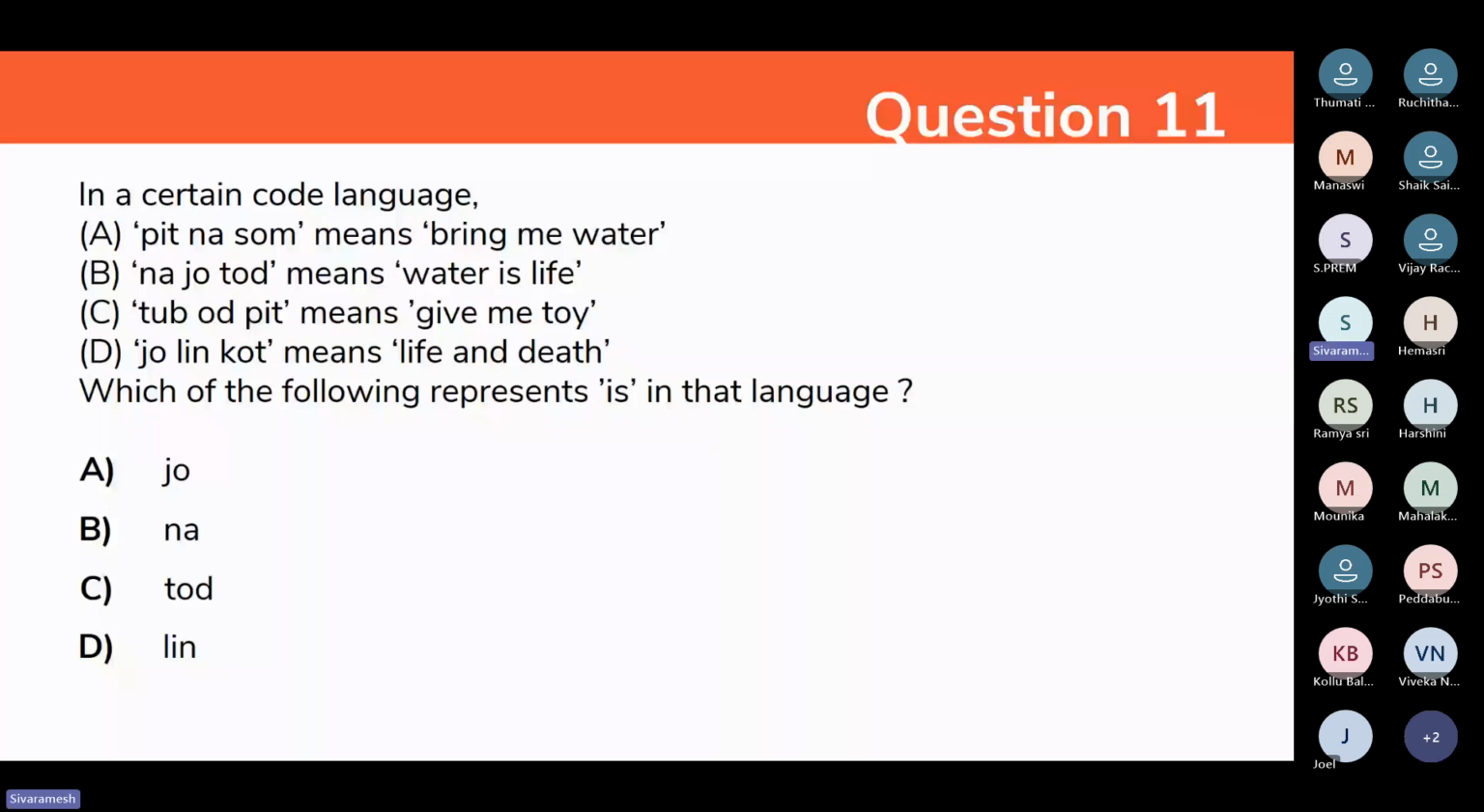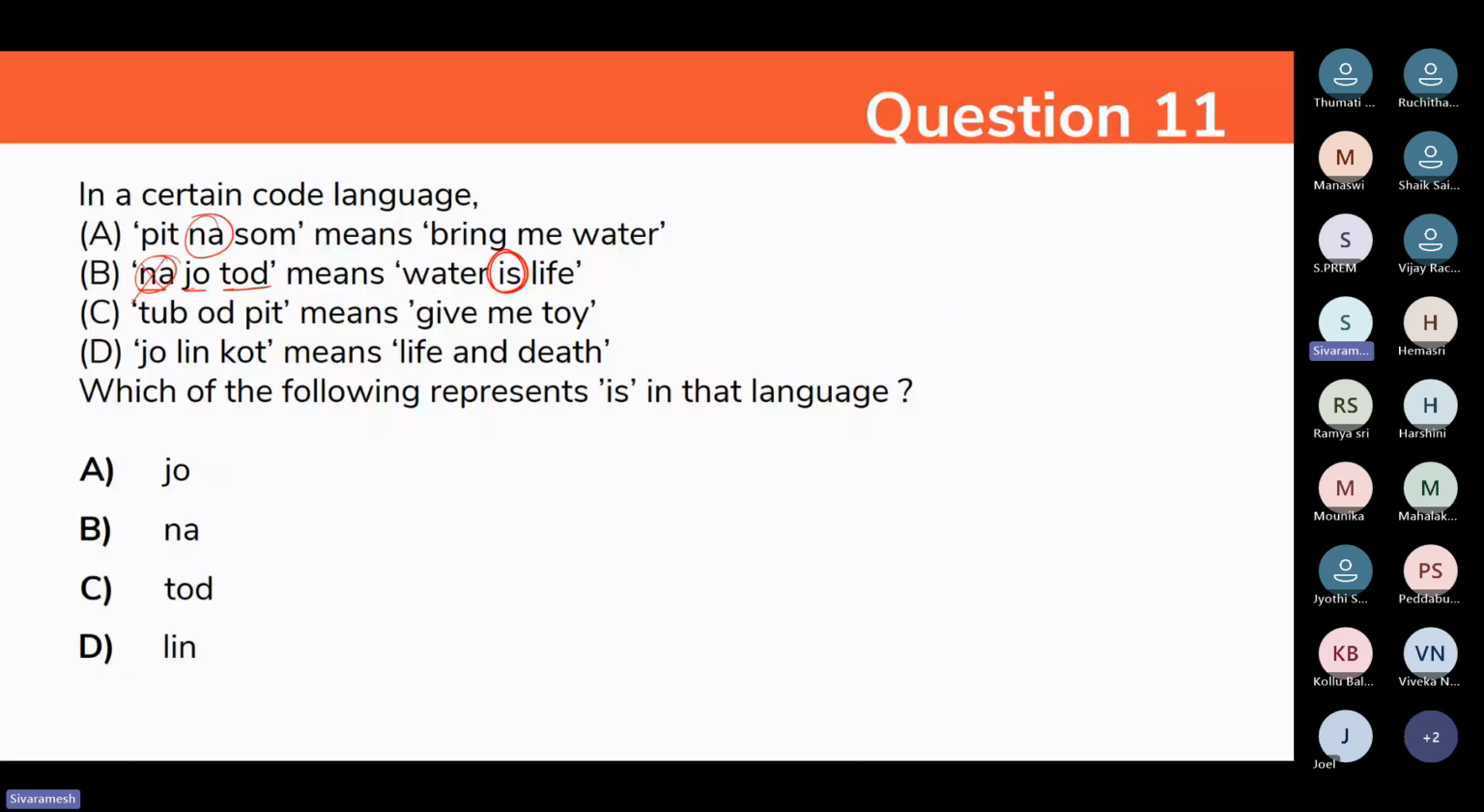Yes, TOD, Todd. See here, the same thing. We want the code for EASE. What is the code for EASE? If you want to get the answer, we will understand from these. My answer will be either NA or JO or TOD. But if you want to eliminate, first you should understand where that water will be. Water means PIT NA SOM. So obviously NA means water.